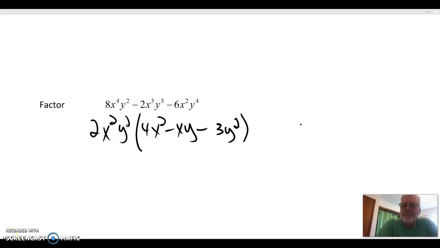Okay, hello again. So I believe this is where we were when we left off last time. So let's finish up this last problem. I had factored out a 2x squared y squared. It left me with 4x squared minus xy minus 3y squared. Okay, so now I need to do the old guess and check thing.